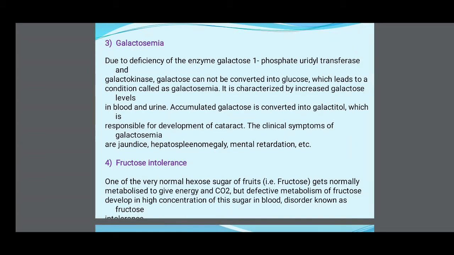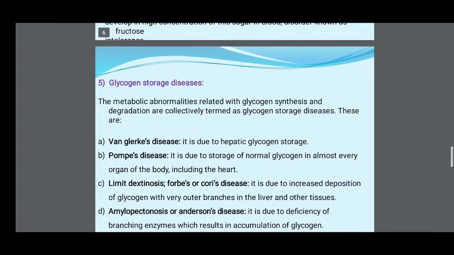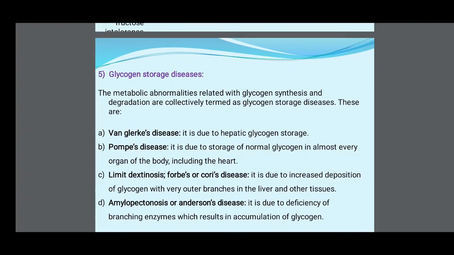Fructose intolerance. Fructose, one of the very normal hexose sugars, is normally metabolized to give energy and carbon dioxide, but defective metabolism of fructose results in high concentration of this sugar in blood, a disorder known as fructose intolerance. Then glycogen storage disease. The metabolic abnormalities related with glycogen synthesis and degradation are collectively termed glycogen storage disease. These are von Gierke's disease.